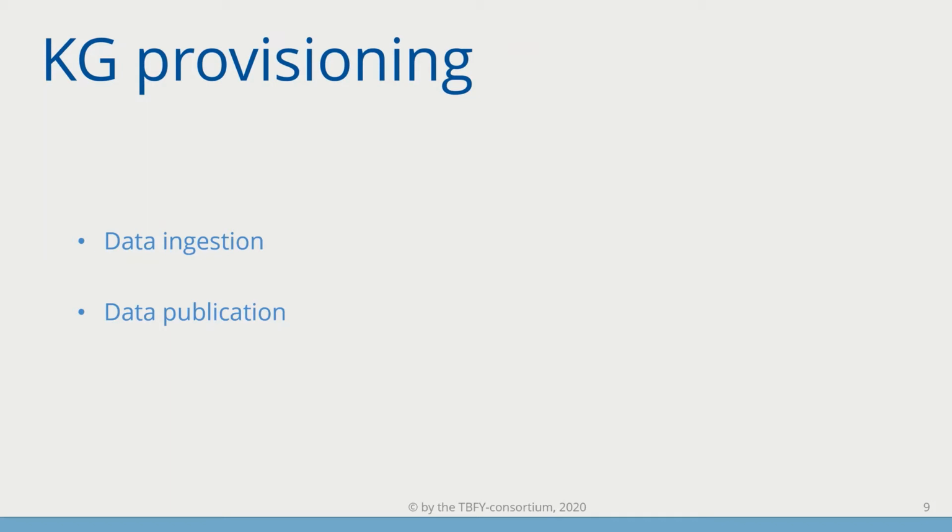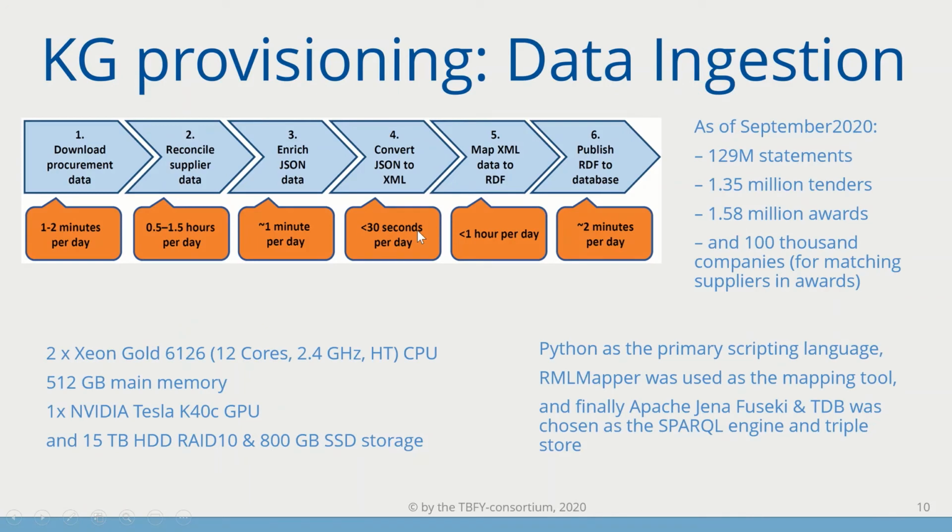Now let's look at the knowledge graph provisioning. That's in two folds. The first is data ingestion, and the second is data publication. For knowledge graph provisioning, we implemented a daily routine for downloading and ingesting procurement and company data into the knowledge graph. The first step is to download procurement data from OpenOpps, which takes 1 to 2 minutes per day. Then we try to match suppliers appearing in the procurement data provided by OpenOpps against company data provided by OpenCorporates. We do this through the reconciliation API provided by OpenCorporates.